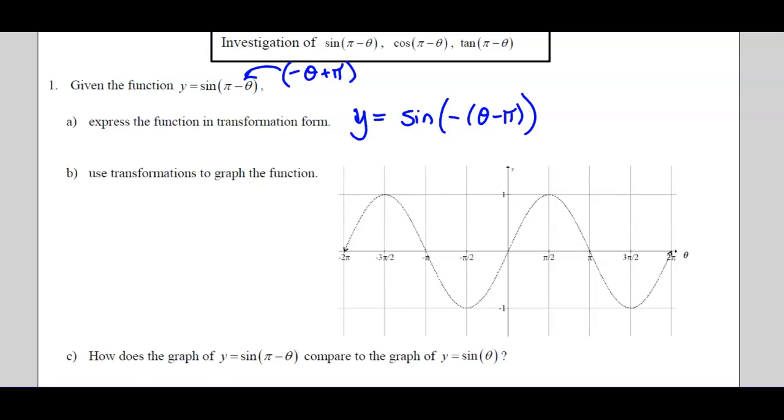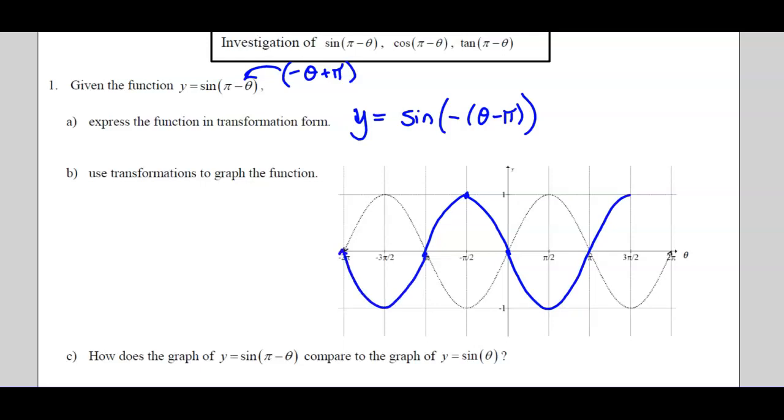So now think about what's happened. We've graphed y equals sine theta for you. We want to reflect in the y-axis and then translate to the right pi units. So if I reflect this in the y-axis, this doesn't change. This goes over here. So basically it's going to look like this. This point goes over here. So it's going to follow this. Now I'm not done.